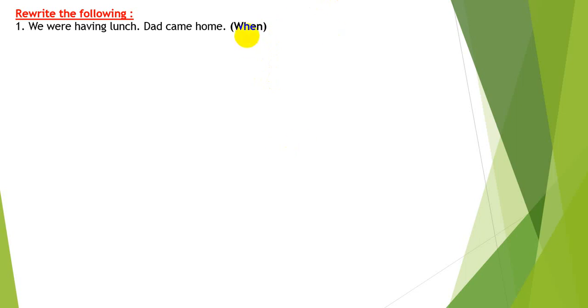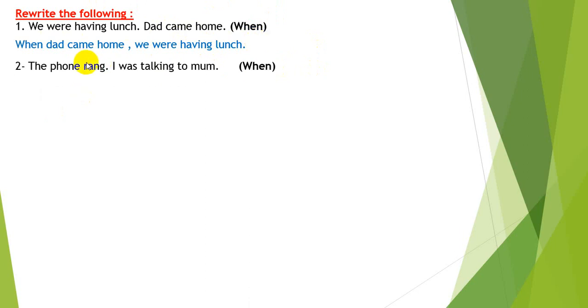We were having lunch. Dad came home. I want to start this sentence with when. So I will start with when and then the past simple. Which part of them has the past simple here? Excellent. Dad came home. Let us see the answer. When Dad came home, we were having lunch. Great. Good job. Let's go to number 2.